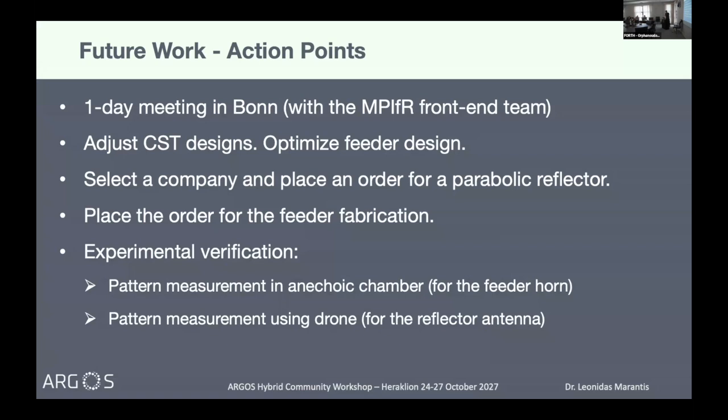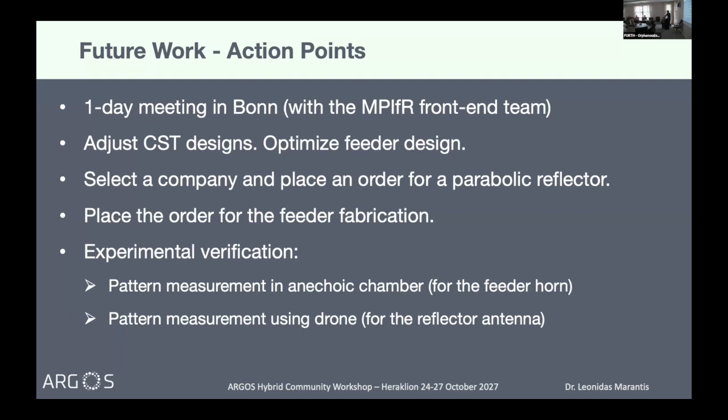Of course, we're going to adjust our system designs and optimize the feeder design, place the order for the feeder fabrication, and place the order also for the parabolic reflector. And at the end, of course, we are planning to do some experimental verification. The feeder that I demonstrated today is going to be measured. The pattern is going to be measured in an anechoic chamber. And the parabolic reflector antenna, again, we are willing to measure its pattern.